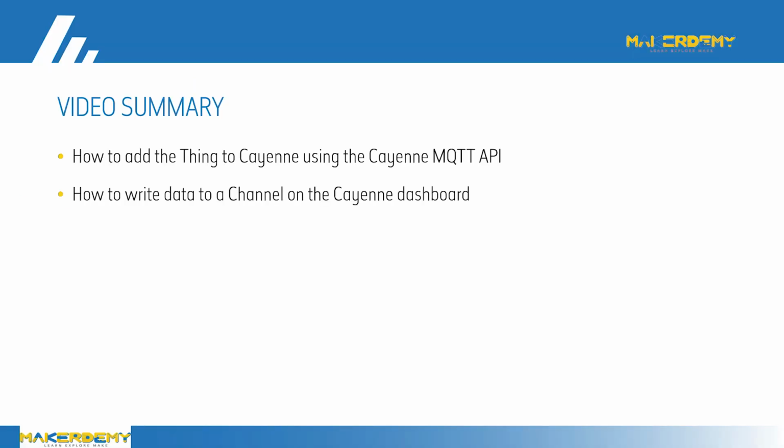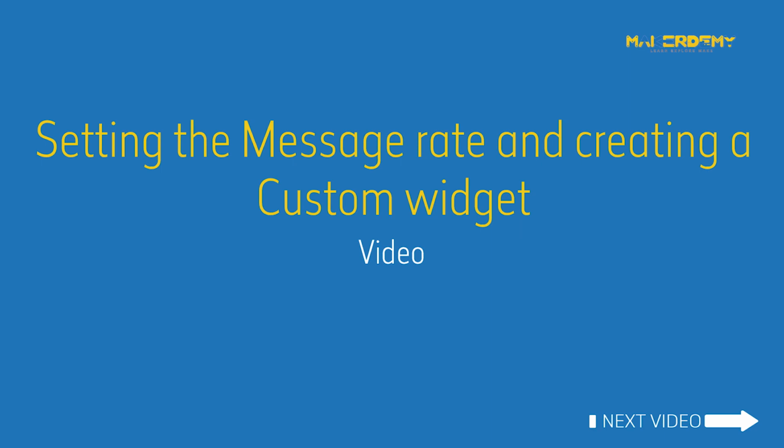In this video, we learned how to add the thing to Cayenne using the Cayenne MQTT API. We also learned how to write data to a channel on the Cayenne dashboard. In the next video, you will learn about setting the message rate and creating a custom widget.